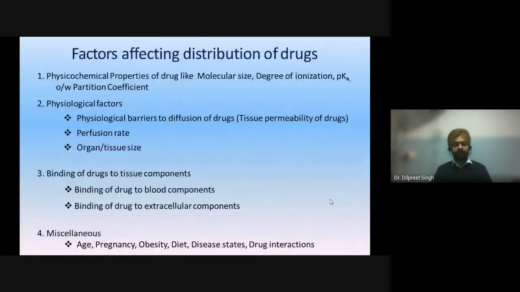What are the factors affecting the distribution of the drug? The prime factors responsible for decreased or increased distribution depend upon the molecular size, degree of ionization, pKa, and oil water partition coefficient. The physiological factors include the physiological barriers to diffusion of the drug, like tissue permeability, perfusion rate, and organ tissue size, which mainly affect the distribution. Then there is binding of the drug to tissue compartments, like blood components and extracellular components. Miscellaneous categories include age, pregnancy, obesity, diet, disease state, and drug interaction.